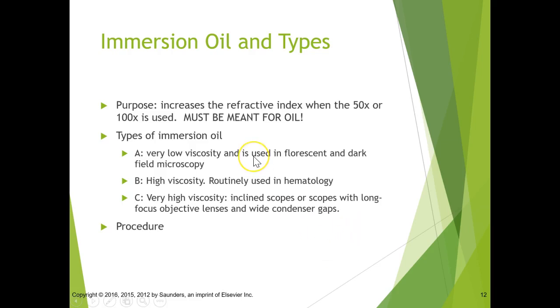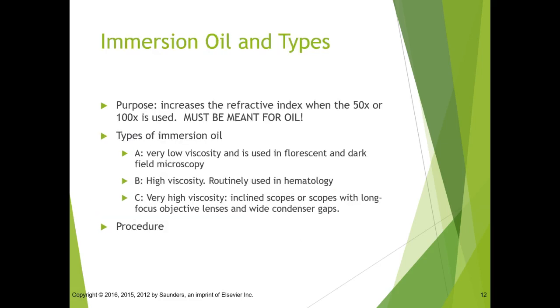All right, we have different types of immersion oil. The purpose of the immersion oil is very important. It increases the refractive index when the 50x or 100x is used. You do not ever use oil on the 10 or 40x. We have different types. Type A is very low viscosity. We can use that in fluorescent and dark field microscopy. B is high viscosity. That's what we're going to use. And very high viscosity is used for inclined microscopes or scopes with a long focus objective lens and wider condenser gaps. So viscosity means how thick is it, okay?